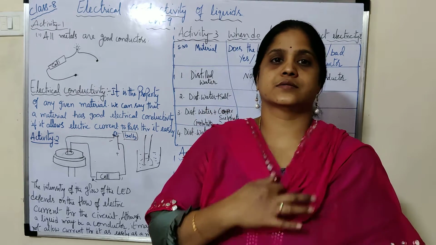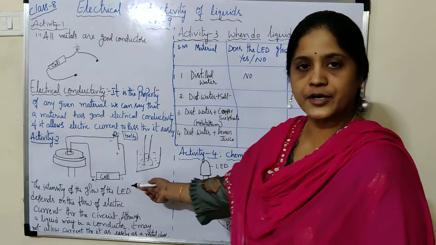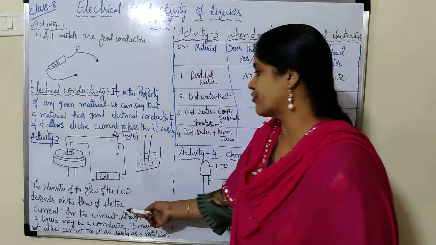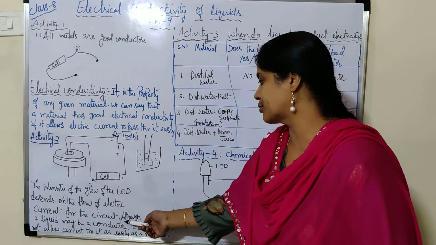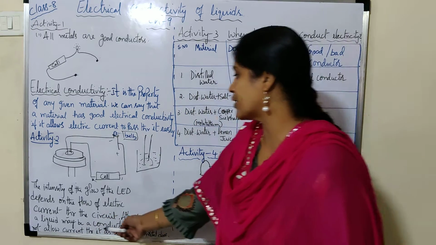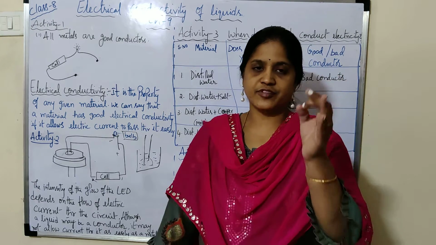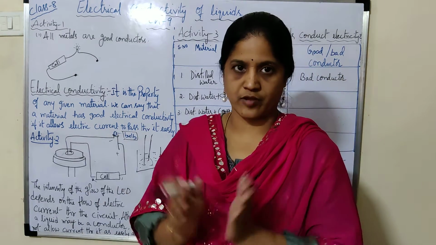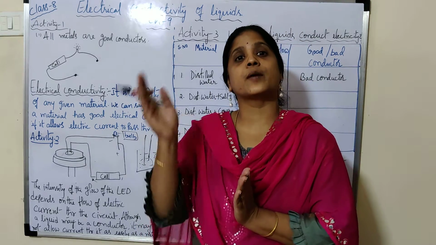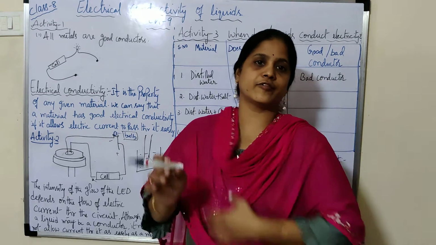Here you see, the intensity of the glow of the LED depends on the flow of electric current through the circuit. Although a liquid may be a conductor, it may not allow current through it as easily as a metal does. If the liquid is a good conductor, it still allows a lesser amount of current when you compare with the metals, because metals are very good conductors of electricity.